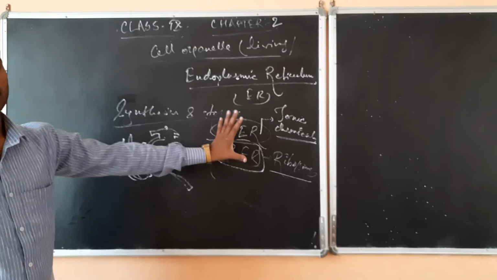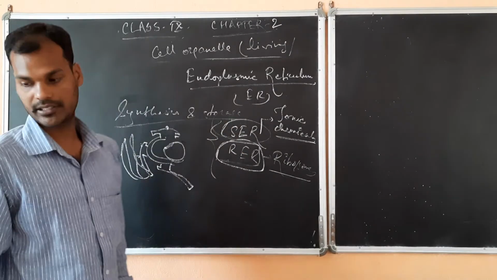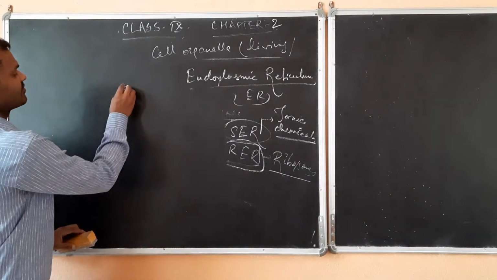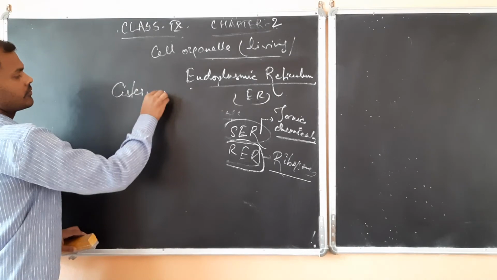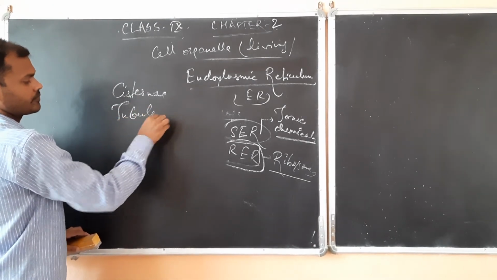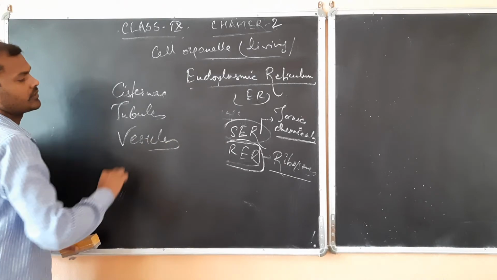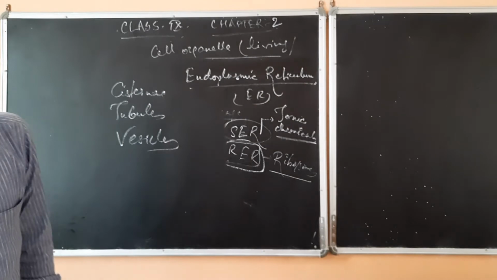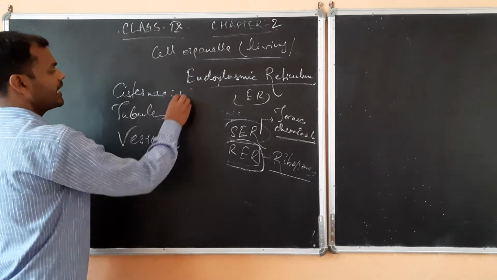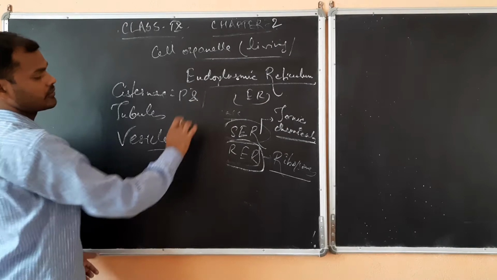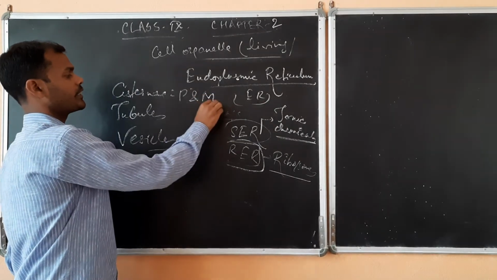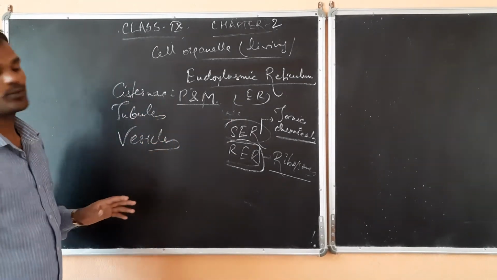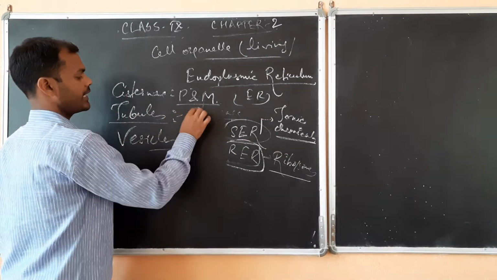Now we will see that the endoplasmic reticulum has three parts: the cisternae, tubules, and vesicles. The cisternae are responsible for packaging of proteins or modifications of proteins and polysaccharides. So packaging and modification of proteins is the cisternae's work. Then we have tubules. Tubules are responsible for simply the metabolic activities.